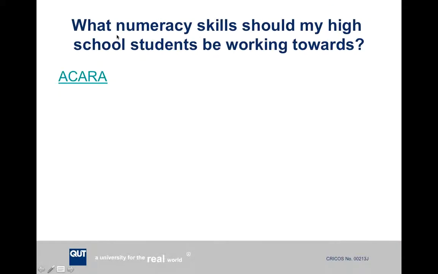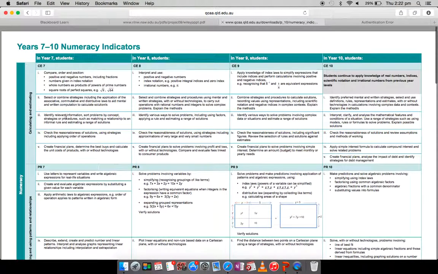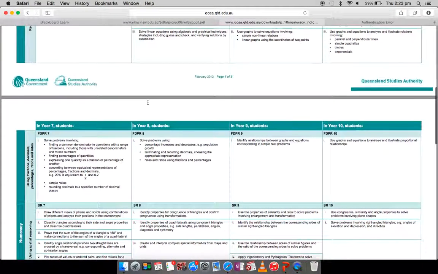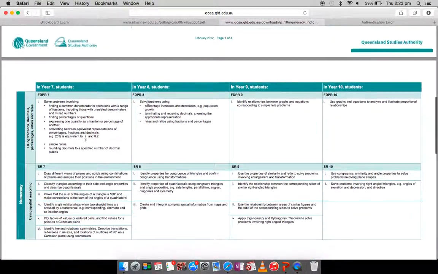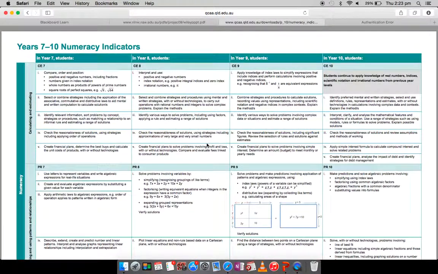ACARA has, actually I think it might be QCAA, yeah, they've got indicators for years 7 to 10. So the link for this is in the PowerPoint. And you can just have a bit of a look over the kinds of concepts that your students are working towards. And remember that numeracy is in the Australian Curriculum as a general capability. It's something that in every subject area it should be spoken about and embedded.